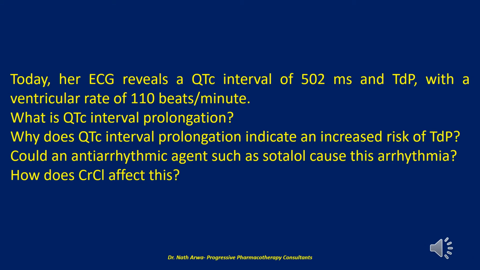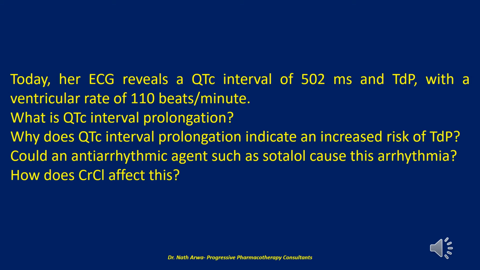The QT interval denotes ventricular depolarization, the QRS complex in the cardiac cycle, and repolarization, that is, from the end of the QRS complex to the end of the T wave. Certain ion channels in phases 2 and 3 of the action potential are vital in determining the QT interval. An abnormal increase in ventricular repolarization increases the risk of torsade de pointes.